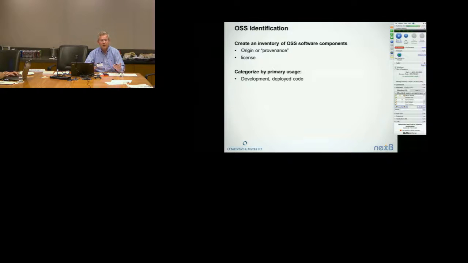Modern applications and software products may reuse literally thousands of these third-party open source components. It's hard to keep track of these, and they're evolving continuously. That's why you want to do that. The other thing that's important is understanding how things are used. You may use it internally, use it as a development tool, or you may use it as part of an application. And origin, license, and usage are the three primary domains.